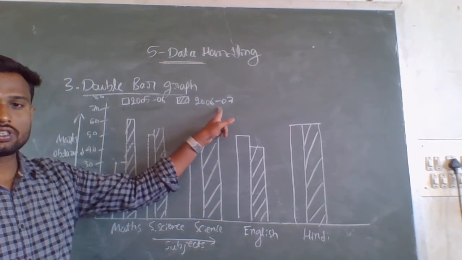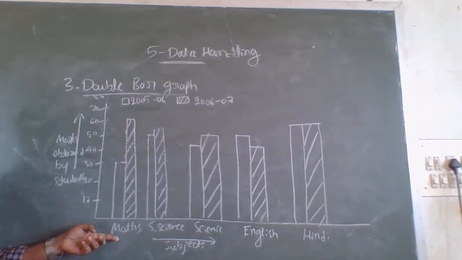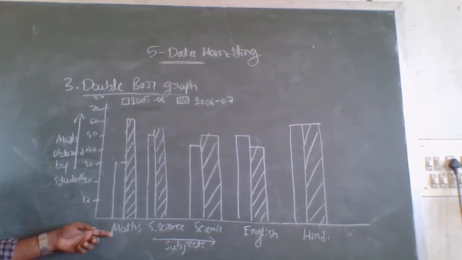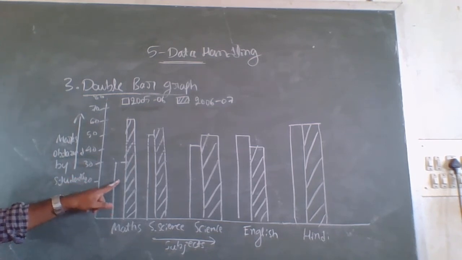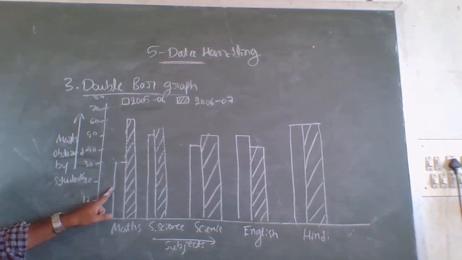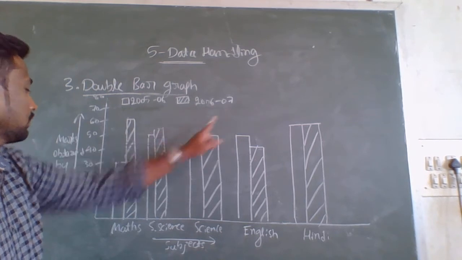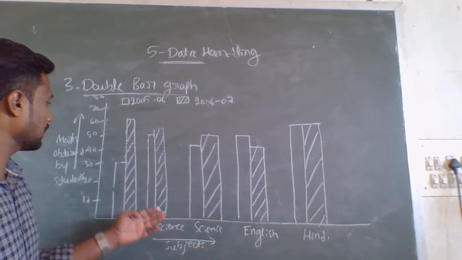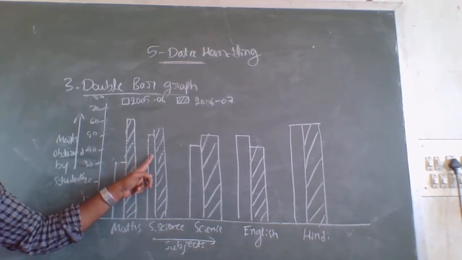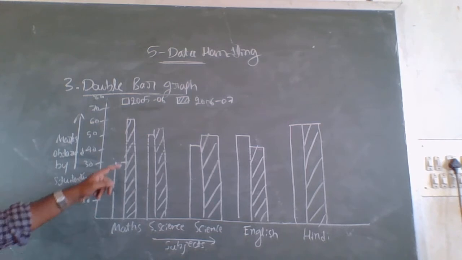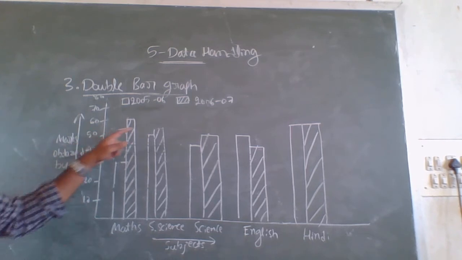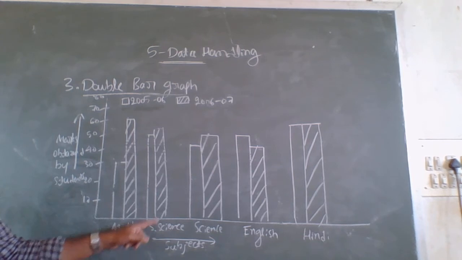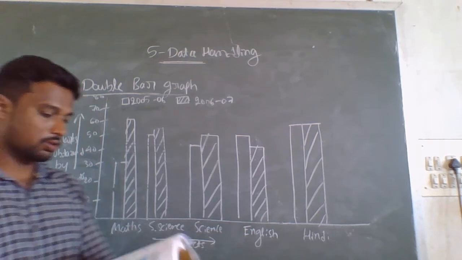Here in maths, marks obtained by students, this is not shaded, means this is for 2005 to 2006, means 30. In 2006 to 7, it is 60. Like this only for social science: for 2005 to 6 they got 50, and in 2006 to 7 they got 55. Like this it continues. They are given 4 questions below that.